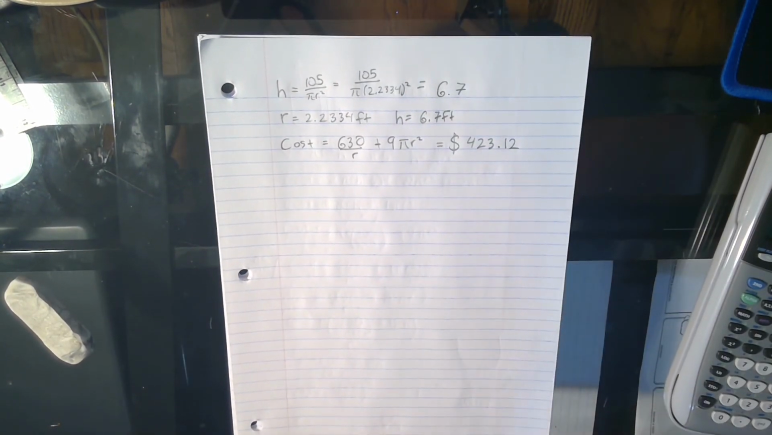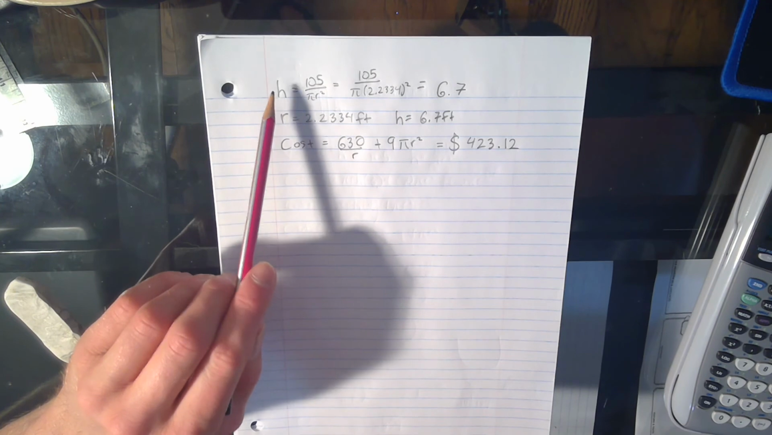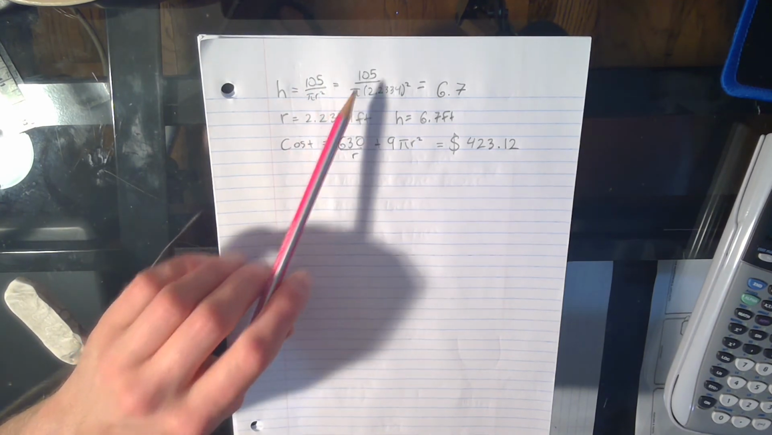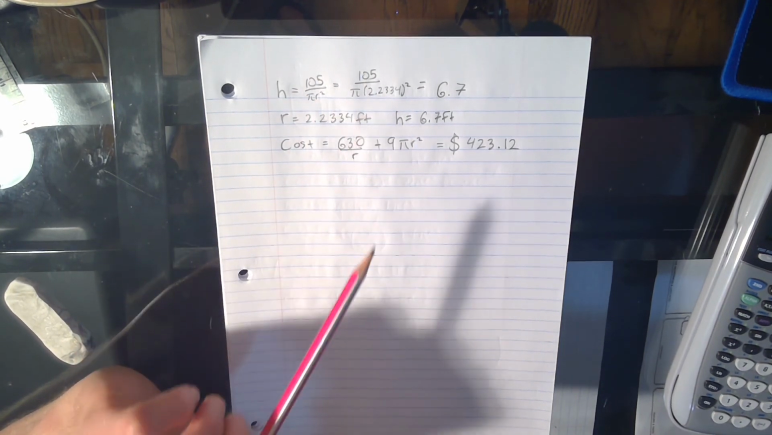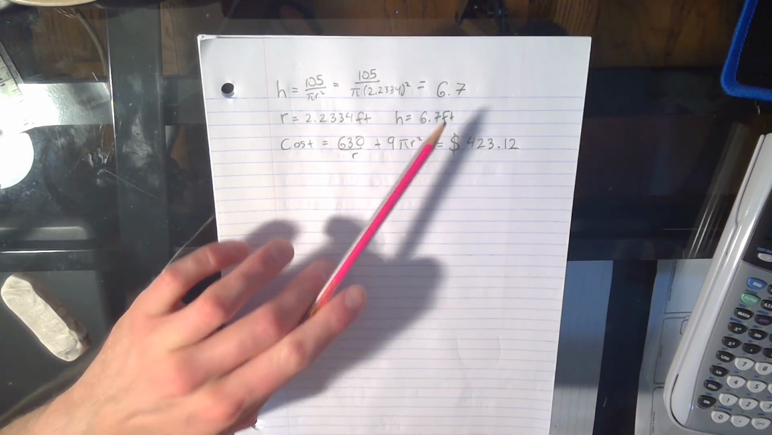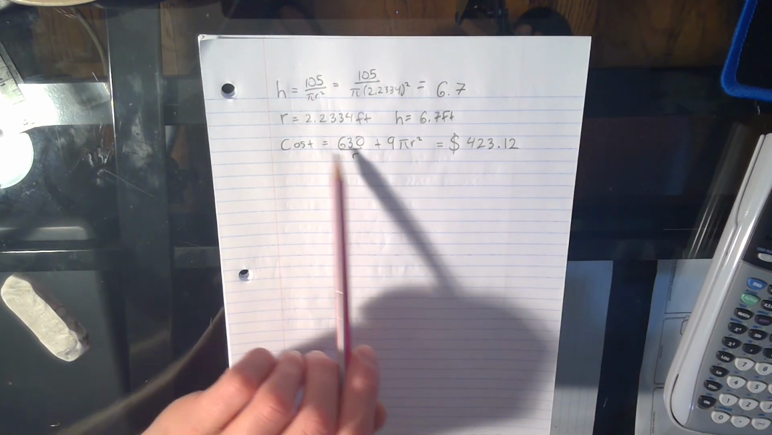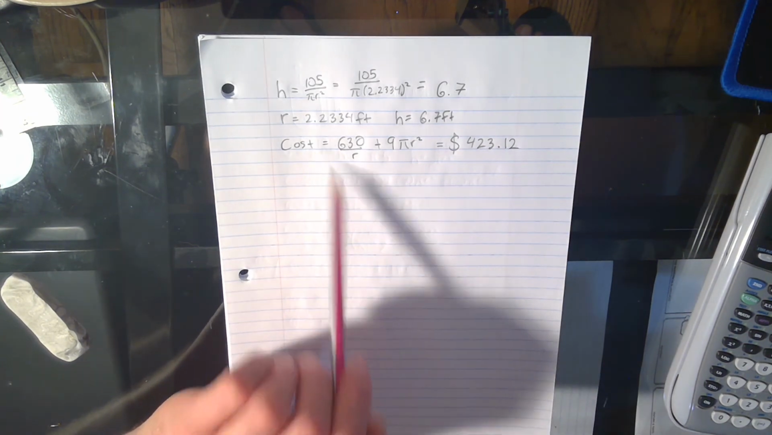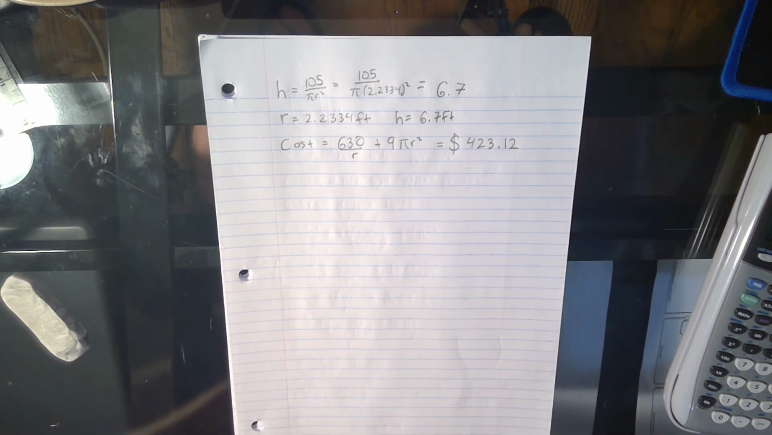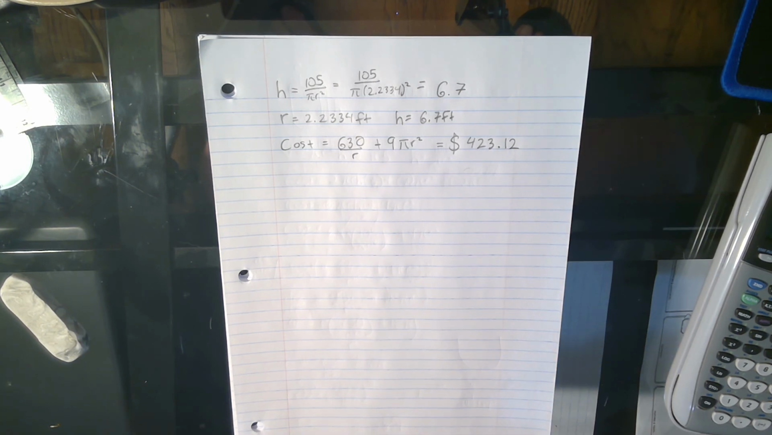After we have that, we can solve for h. h equals 105 over pi r squared. 105 divided by pi times 2.2334 squared equals about 6.7. So the radius is 2.2334 feet and h is 6.7 feet. We just use the r value and plug that into the cost, and we get about $423.12. And that's it.